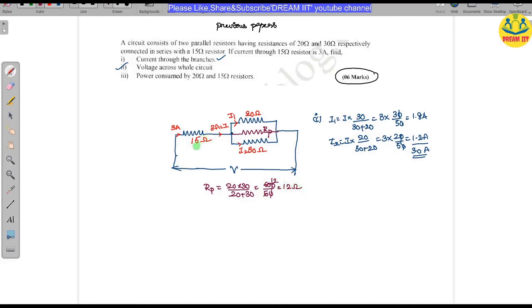So this 15 ohms and this 12 ohms, they both are in series, and the total current flowing is given as 3 amperes. Now you can apply the voltage. I am solving the second problem here. What is the total voltage? Total current into total equivalent resistance. What is the total equivalent resistance here? That is 15 ohms in series with 12 ohms, that is 27. The total current is 3, times 27. So I think it is 81.